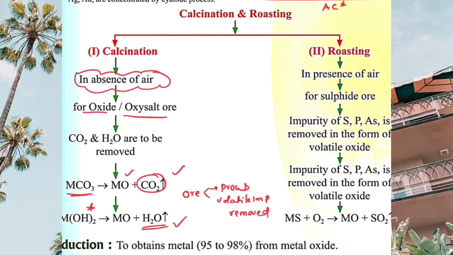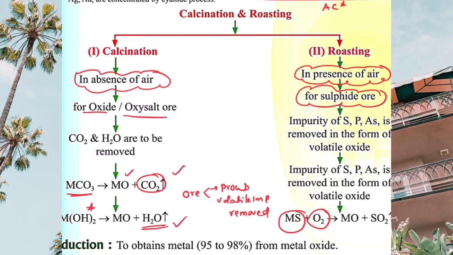Next to roasting, definition wise same, but only difference will be in presence of air. Roasting is applicable for sulfide ores. Impurities like sulfur, phosphorus, arsenic are removed in the form of volatile oxides. So here sulfide on roasting is converting into oxide and liberating sulfur dioxide gas.